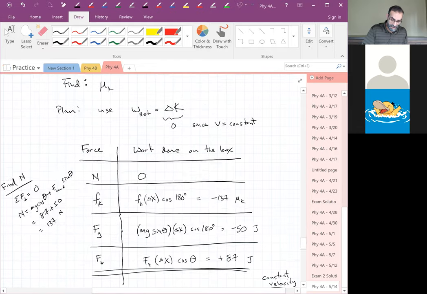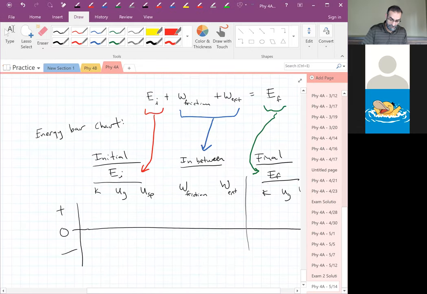So does it have kinetic energy at the beginning of this problem? Yes, it does. It's moving. If it's moving, it has kinetic energy. And kinetic energy is always positive, right? 1/2 mv squared, always positive. So I'm going to put a positive bar here. That's just to remind me I've got kinetic energy and it's positive. How about gravitational potential energy? Does my object go up or down in this problem?